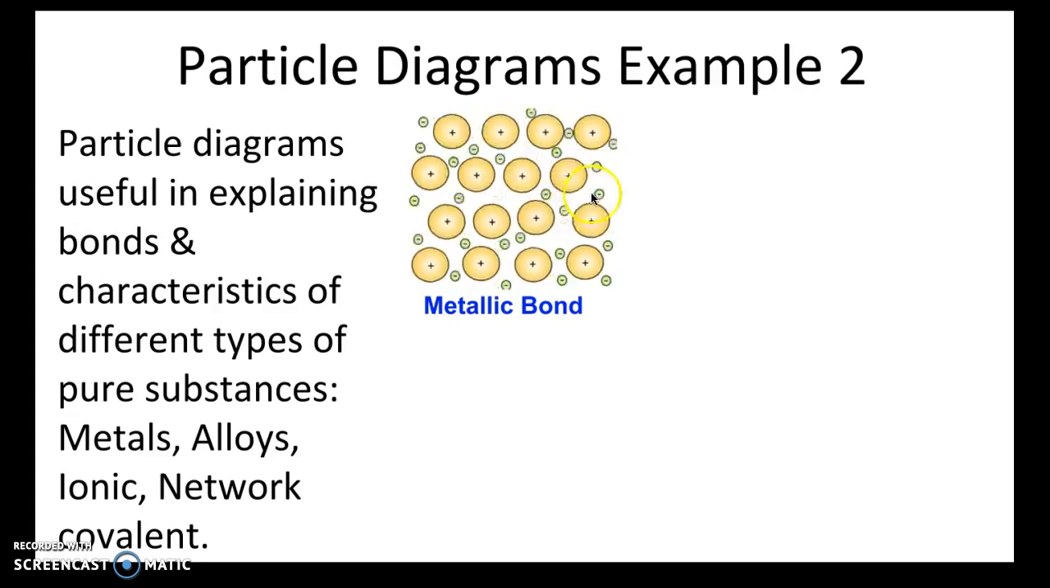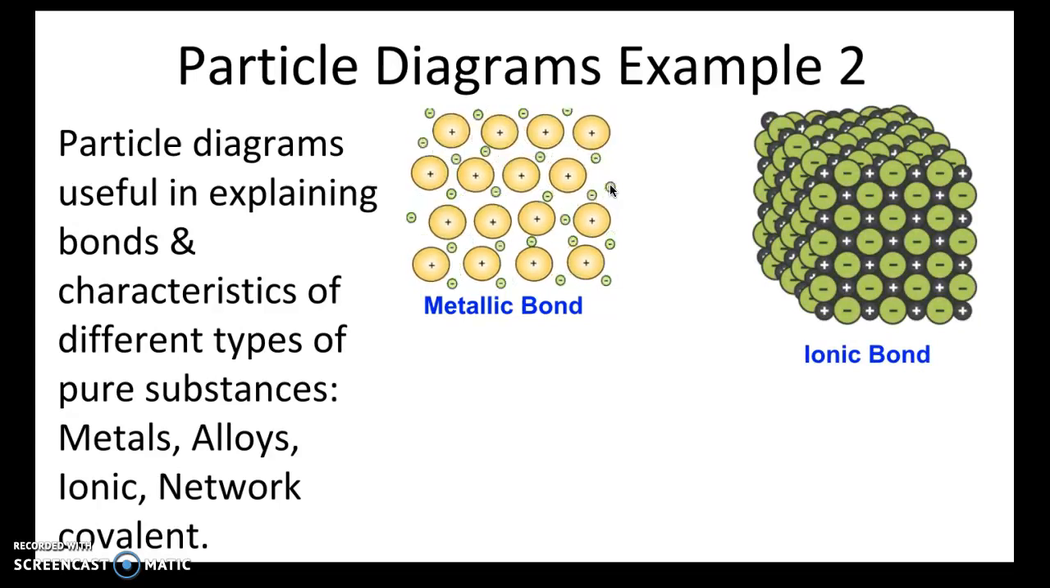So the valence electrons are just sort of floating around, and they're not attached to one particular atom. And so the nucleus, along with the core electrons, can sort of float around in this sea of electrons. The second type of bond we look at is ionic. So remember, ionic is made of a cation and an anion. Cations have positive charge, anions are negatively charged, and that's what's shown here.